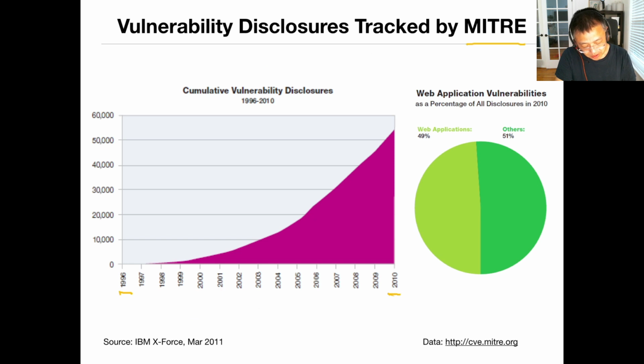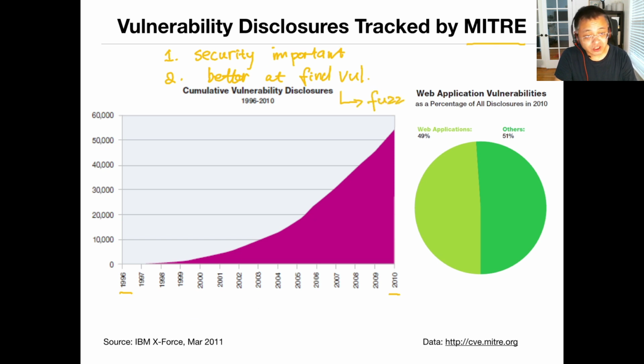So this is actually affected by a number of things. Like first, we are paying more attention to security. Security becomes more important, right? Then we're actually getting better at finding vulnerabilities. This is mostly supported by a tool called fuzz testing, so we're going to talk about some topics in fuzz testing. On the right side of this screen, you can see the web application vulnerabilities as compared to others. The web application vulnerability is about half of the total number of vulnerabilities.